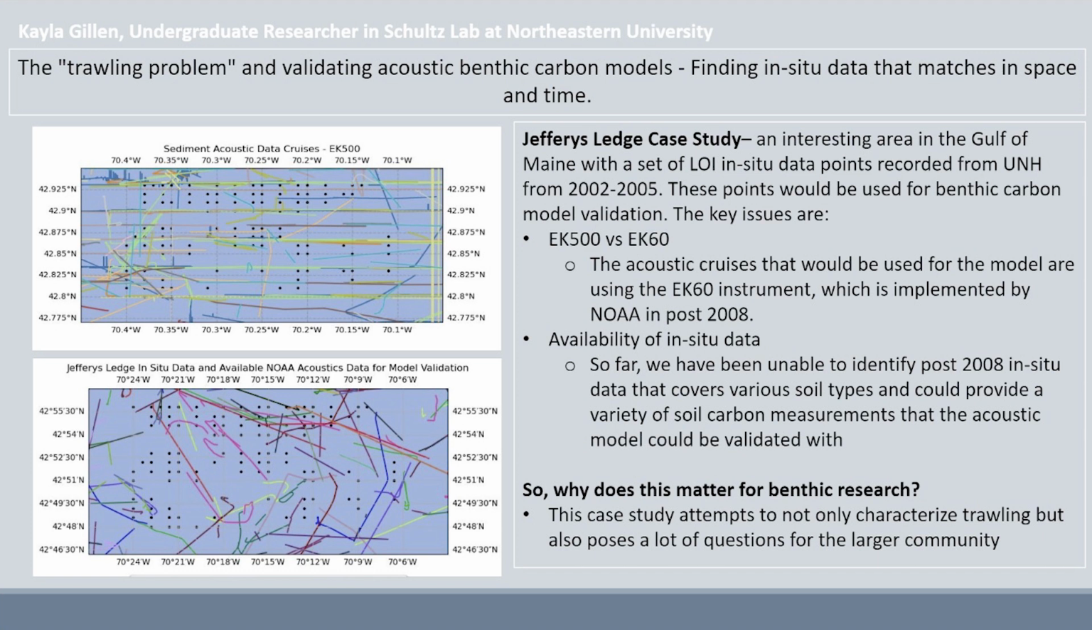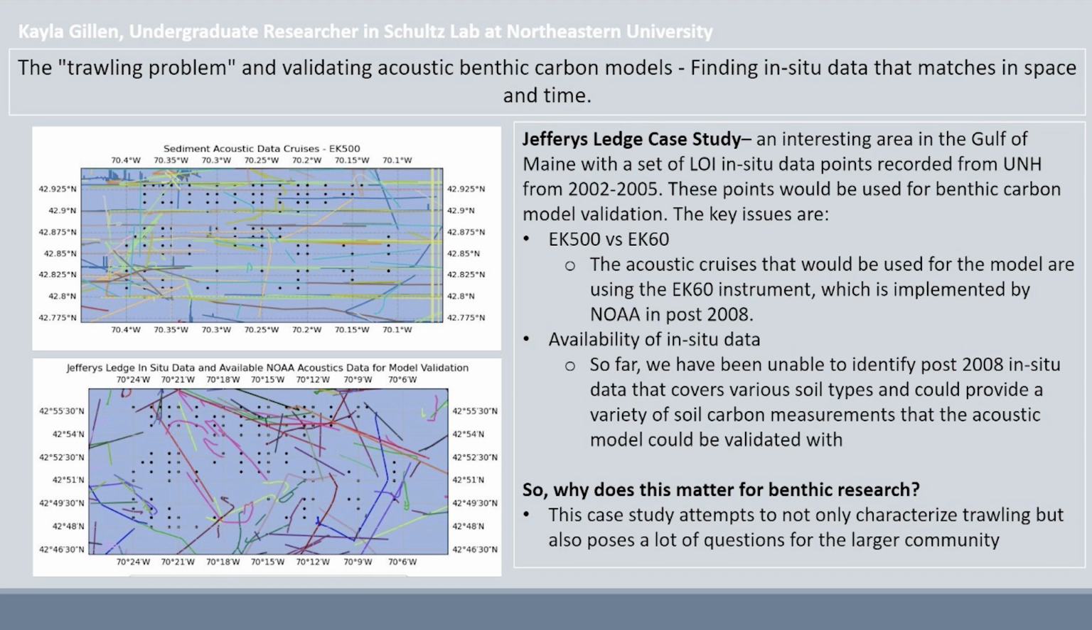So it really is about communicating between the different instruments that we have, as well as the availability of in situ data in the first place. I haven't really been able to identify much data post 2008 in this same location. So it is just matching the data spatially and temporally.